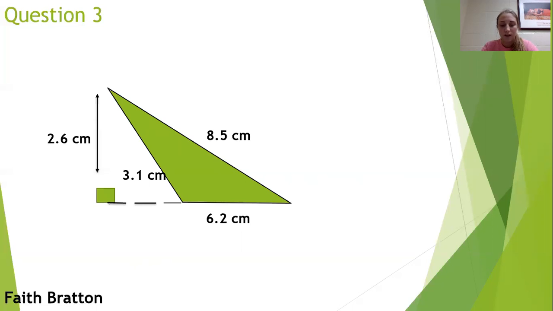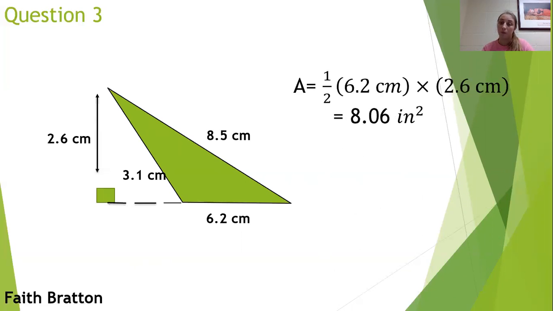Substitute the values in to find the area of the triangle. Okay, so we're going to substitute them into the formula we just used, A equals 1/2 BH. We put 6.2 centimeters times 2.6, and we get 8.06 inches squared.